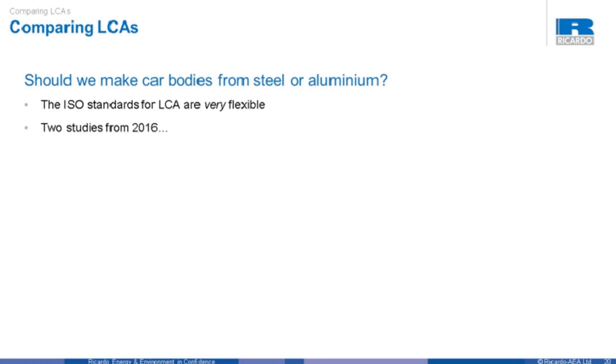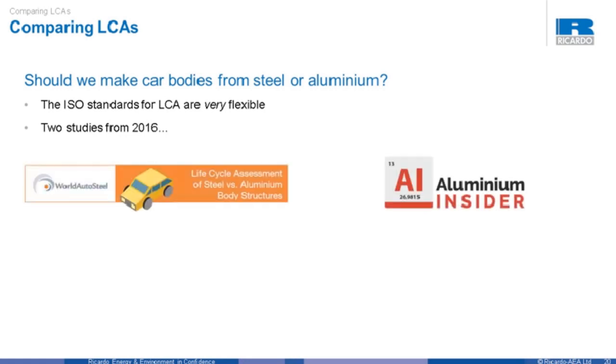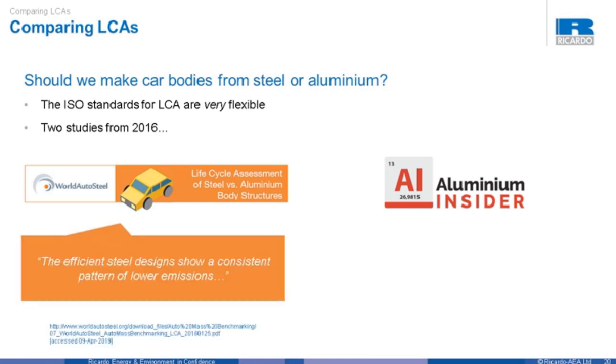In 2016, World Auto Steel and Aluminium Insider both published life cycle assessment studies looking at this question. Helpfully for World Auto Steel, it found that the lower use phase emissions of aluminium could not outweigh its higher production burden. It concluded, for all cases studied, the efficient steel designs show a consistent pattern of lower emissions in production, use, and end of life, which results in lower total cycle emissions.